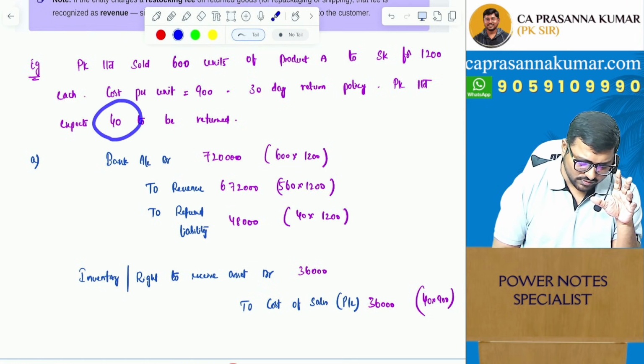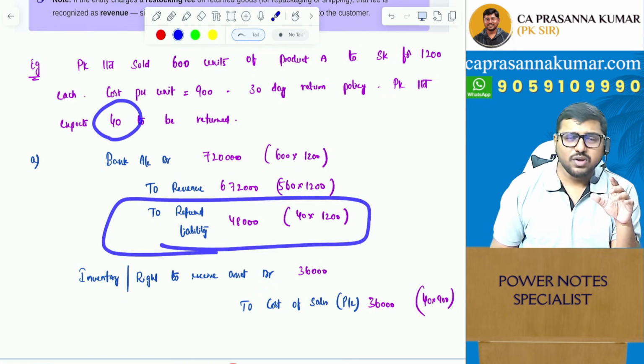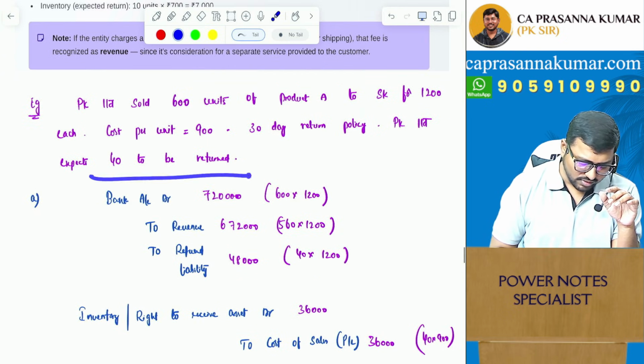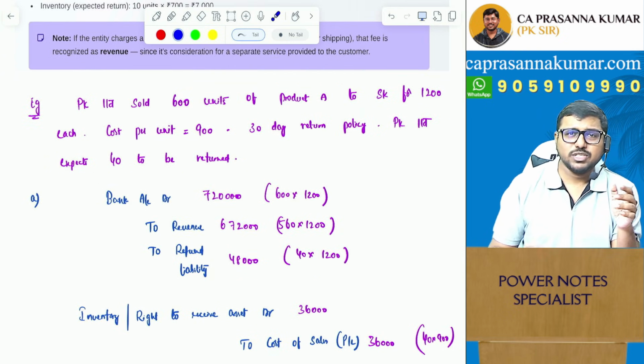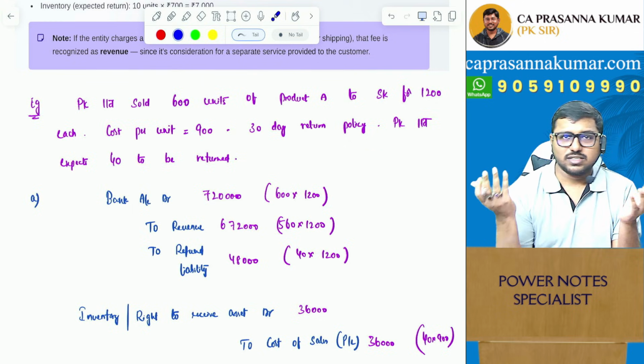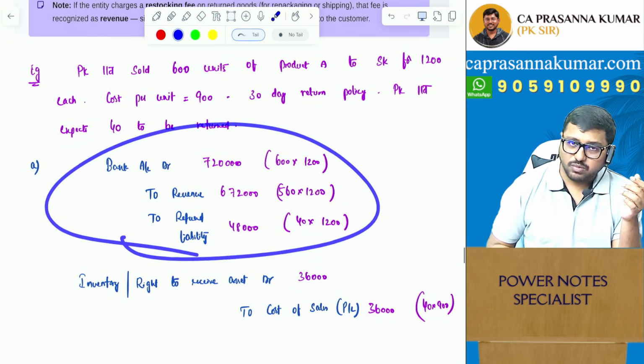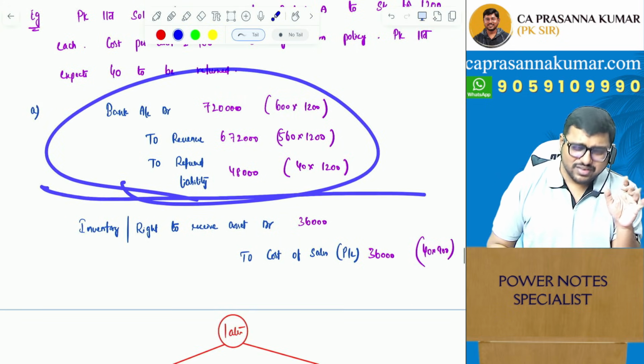And the balance 40 will be kept under something called refund liability, because you know that on the date of the sale itself, you know that 40 is expected to be returned, which means to the extent of 40, you need to refund. That's a liability on your part because you have an obligation to refund. So it's a refund liability. Got the point? This entry is very easy to understand.